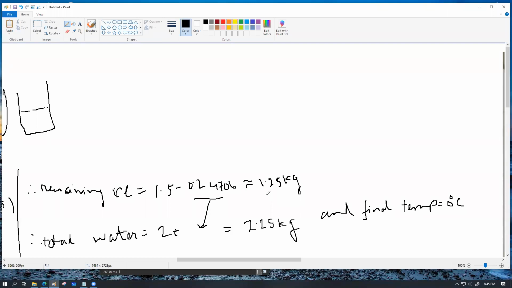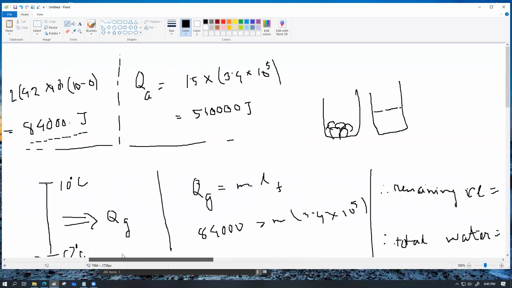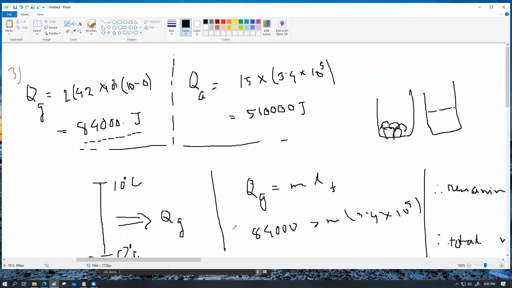Sir, I did the calculation another way. What I did was I took the difference of the energies. Here, 510000 minus 84000 equals m into 3.4 into 10 to the power 5. If you do this, the value of m is 1.25 kilograms. Yes.